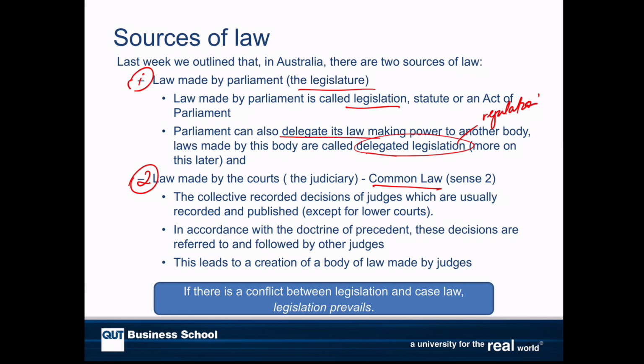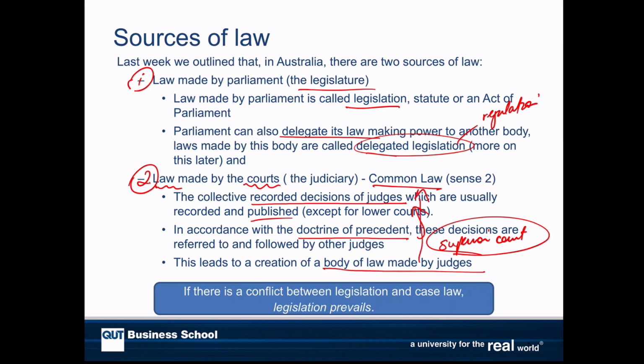Now, we also know that law can be made by the courts. So the recorded decisions of judges are usually published, except for the lower courts. And the doctrine of precedent says other courts need to follow what those judges decided when it is a superior court. So we'll come back to that. This is about the doctrine of precedent. But what we need to remember is that when the courts make a decision, they're actually making law. So this is a body of law made by the judges called common law sense two.